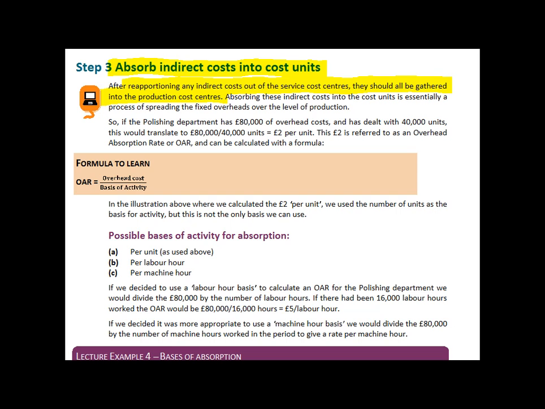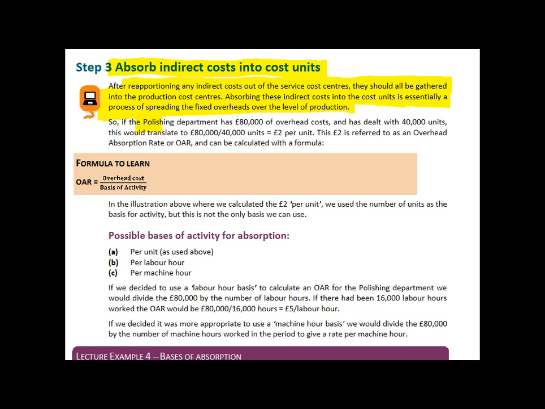Remember, the production cost centres are the departments that actual physical units of production flow through. So what we now need to do is absorb these overheads, these indirect costs, into the cost units by basically spreading the overhead across the level of production. Remember, the ultimate purpose of costing is to identify a cost per unit. We're effectively drawing up a cost card. We need to identify how much overhead relates to a single unit.